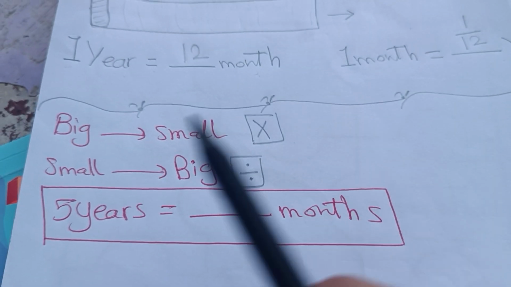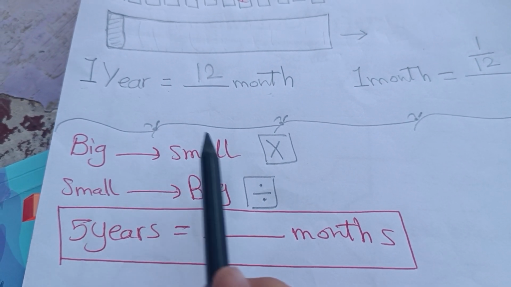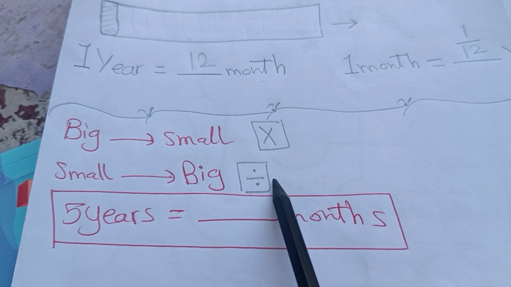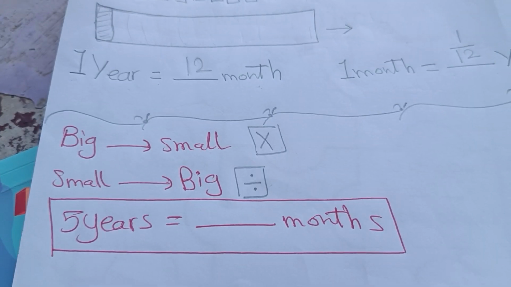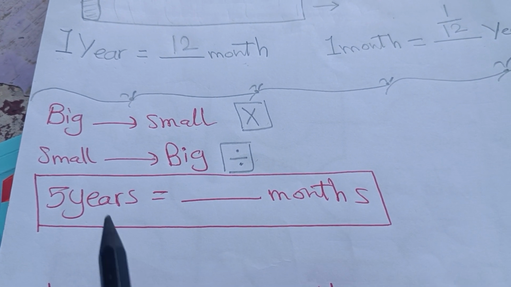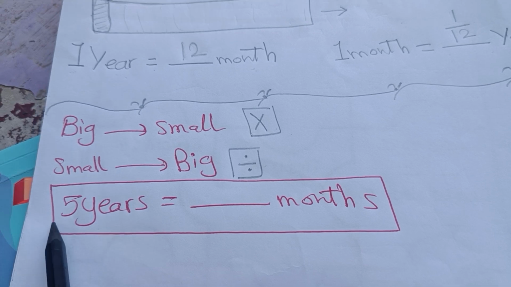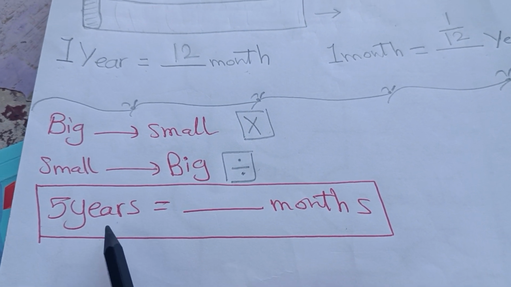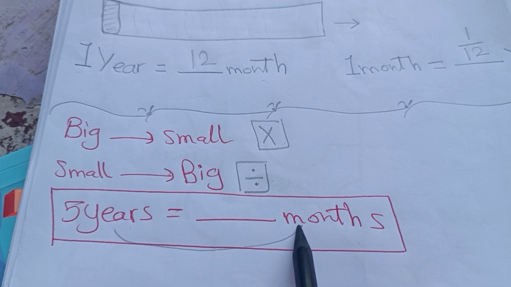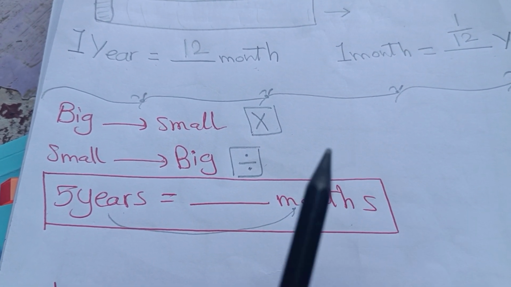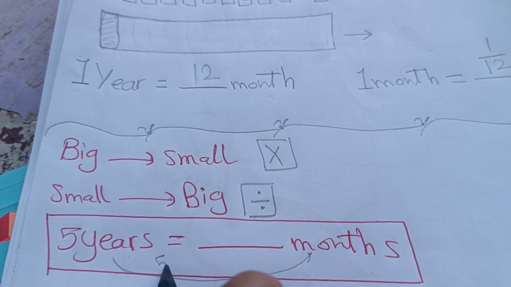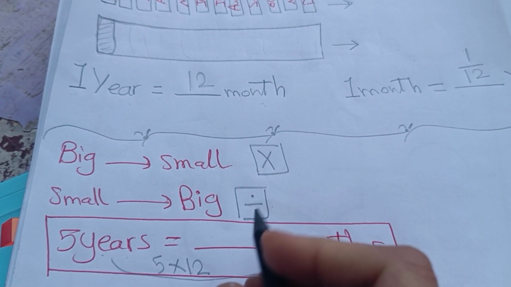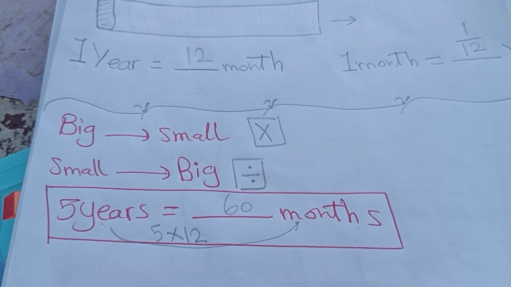And we know that when we convert from big to small units, we multiply, and from small to big, we divide. This is the usual question. If I asked you 5 years equal how many months, here you will think you are moving from years to months. I'm going from big to small, so I will multiply 5 by 12 because 1 year equals 12 months, so it will equal 60 months.